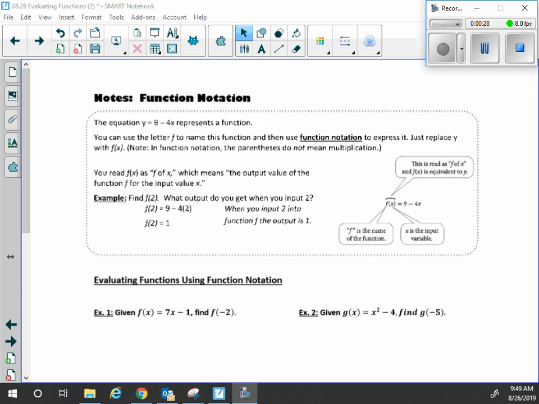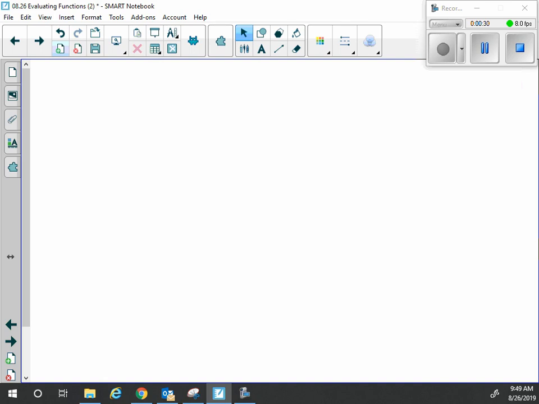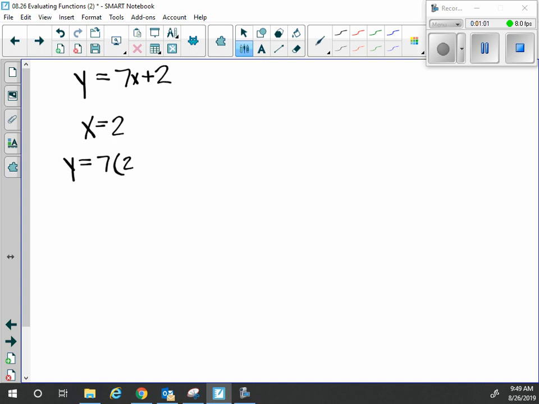So if I have, this is not on your notes, let's say y equals 7x plus 2, and I said x is 2. What would you think to do with that? Plug it in. What would you replace with 2? X, and you would be solving for the y. So 7 times 2 plus 2, which would give me 16.